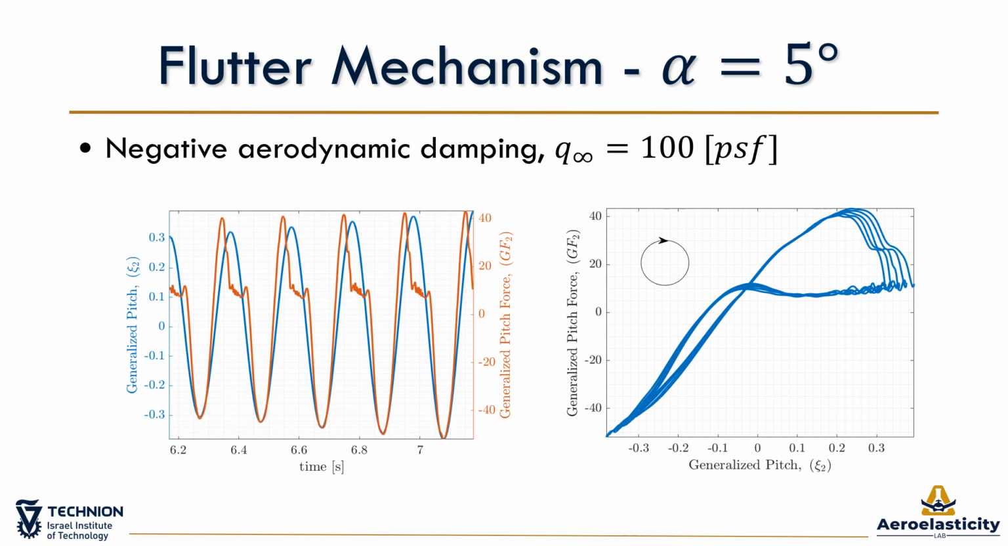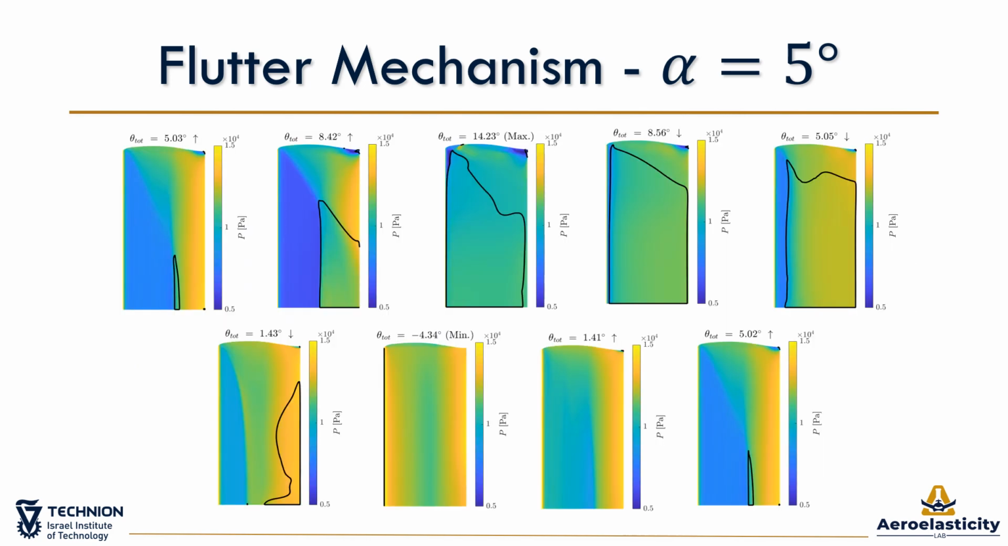Based on the inclination of the curve and its orientation, there is a phase lead of the pitch force with respect to the pitch displacement. The phase lead contributes to the negative aerodynamic damping at these conditions, which introduces energy to the system in each cycle. In this slide, we show the development of the zero friction coefficient contours on top of the pressure distribution on the upper surface of the BSCW throughout a single pitching cycle at 5 degrees angle of attack and 100 PSF. The title of each subplot indicates the current position along the cycle.